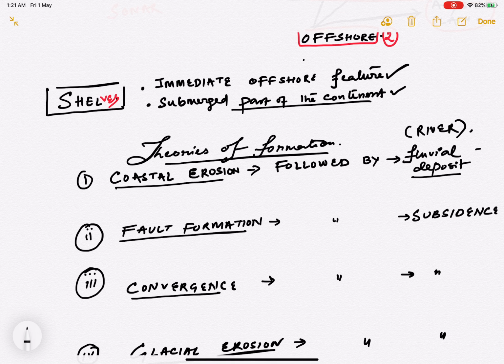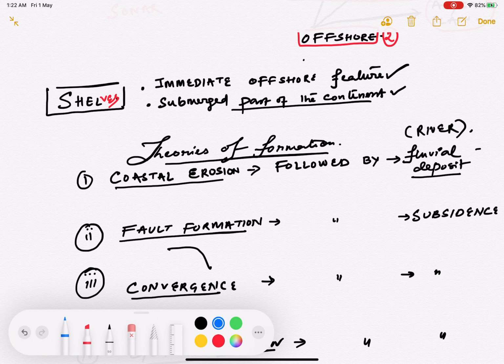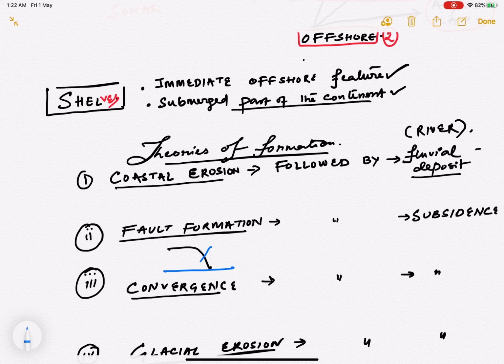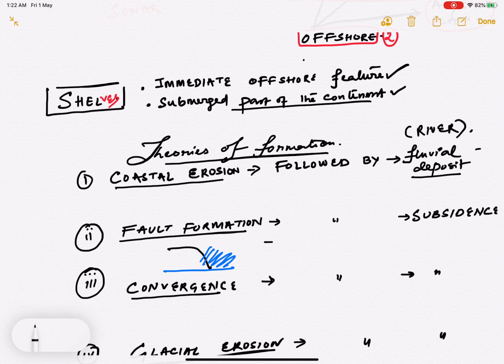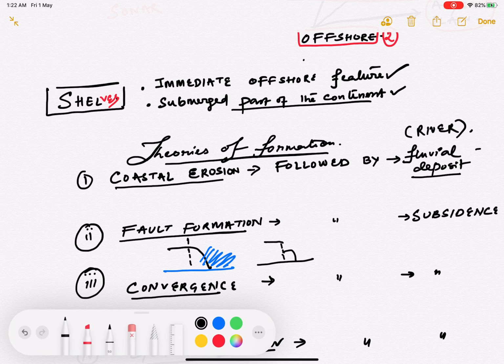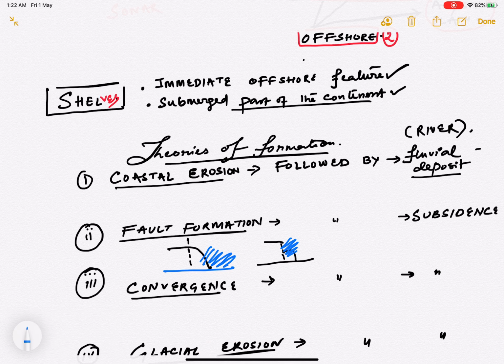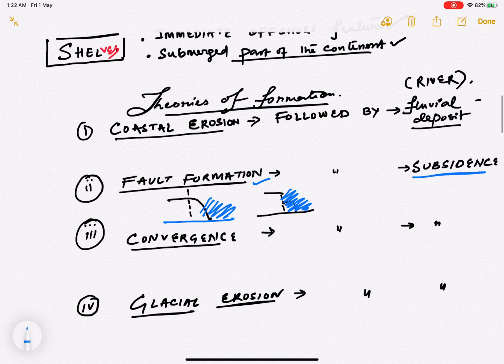What is this fault formation? Understand this simply. If this is your continental margin, a fault would be formed within it. As a result, this part will subside and be submerged by the water. Simple. Next is convergence.